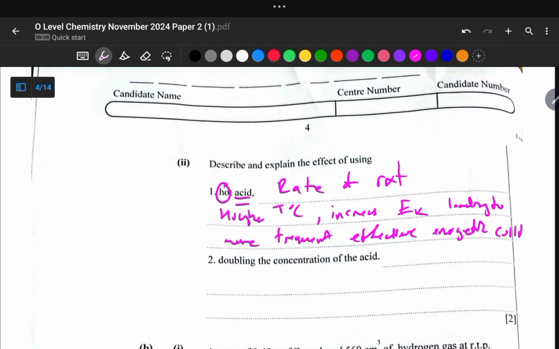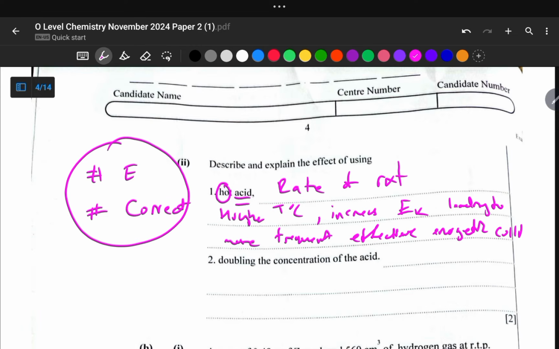So for particles to react, they must have sufficient energy, and they must collide in the correct orientation. So first we need to have sufficient energy, equal to or greater than activation energy, the minimum amount of energy needed to start a chemical reaction. And also the particles must collide in the correct orientation. So you need to know these two factors, right?